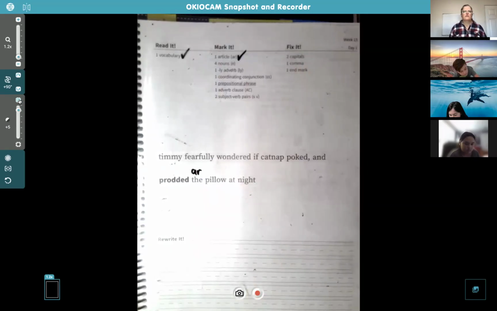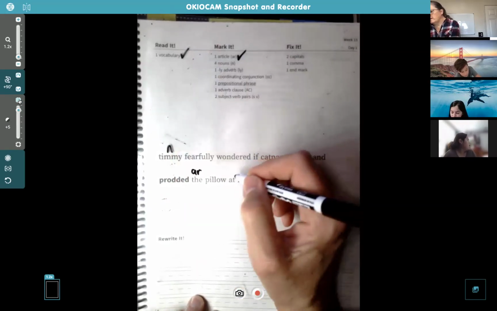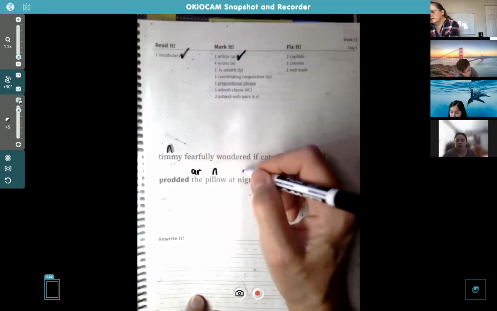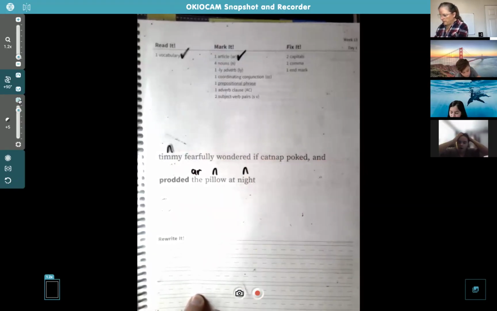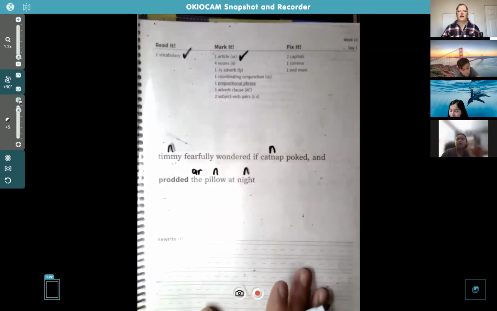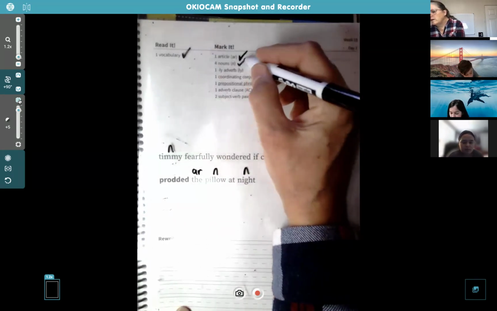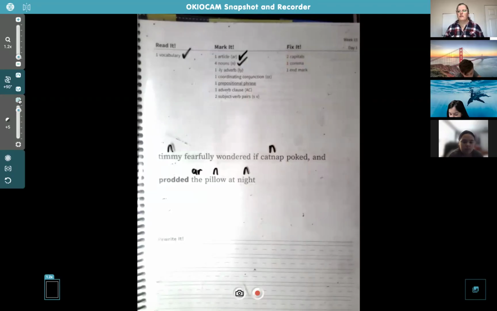And then Lizzie, what about the four nouns? Timmy, good. Pillow, good. Night, good. And then Catnap. Catnap, good. That's the cat's name, I think, is Catnap. Yeah. Good. And then Malia, what about the ly adverb?